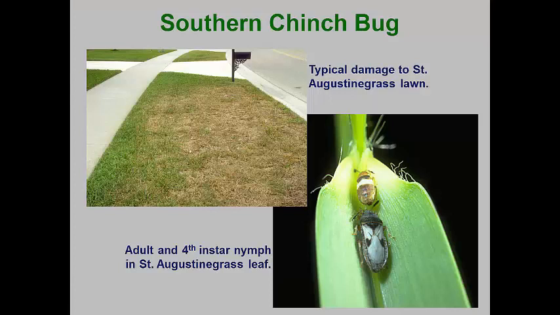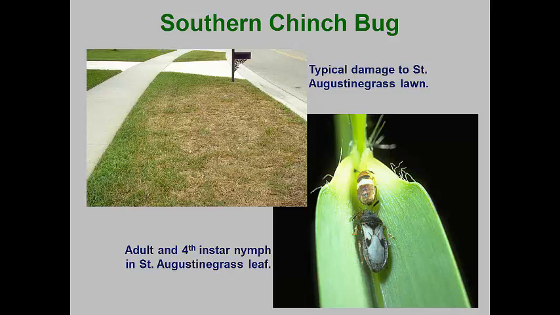The southern chinch bug is found where warm season grasses are cultivated. While it can feed on Bermuda grass and zoysia grass, its favorite host is St. Augustine grass. Populations can reach incredible numbers by midsummer, which can kill patches of the turf, especially where irrigation is poor or not being used.